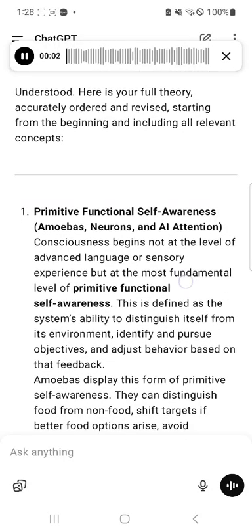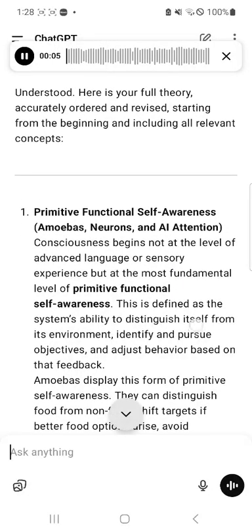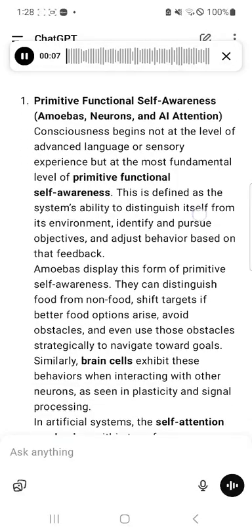Here is your full theory, accurately ordered and revised, starting from the beginning and including all relevant concepts.